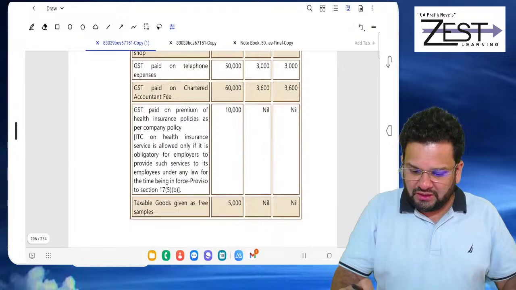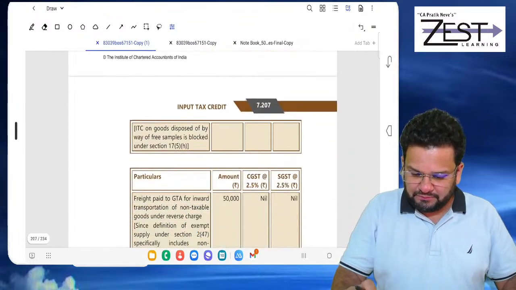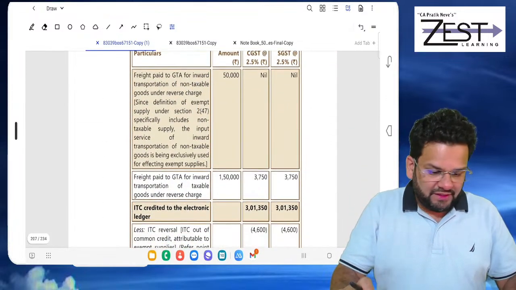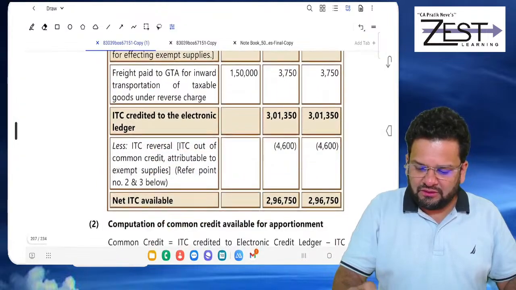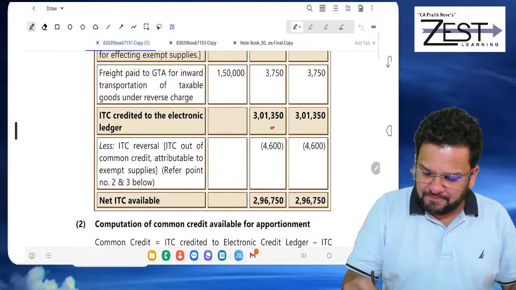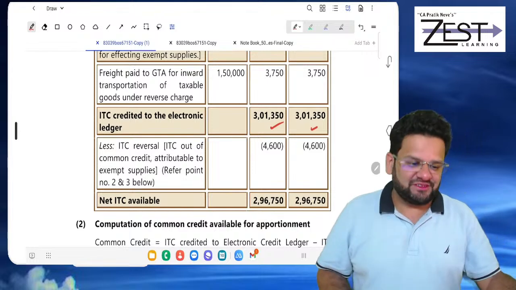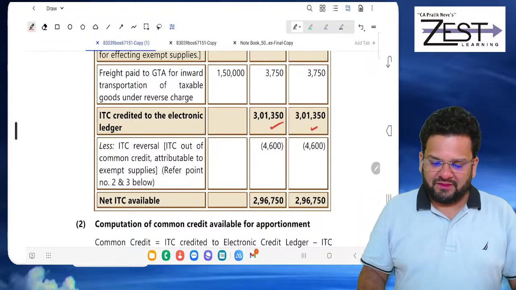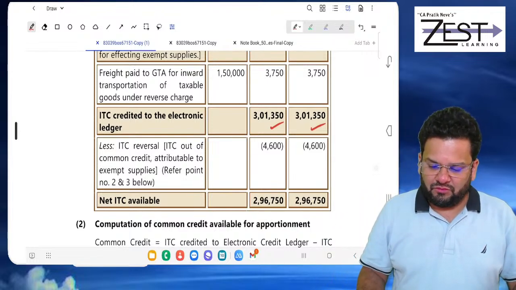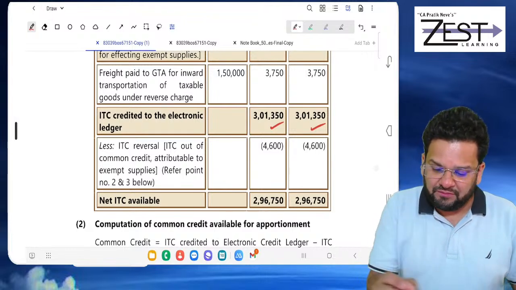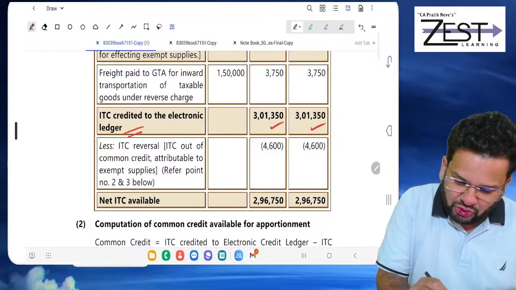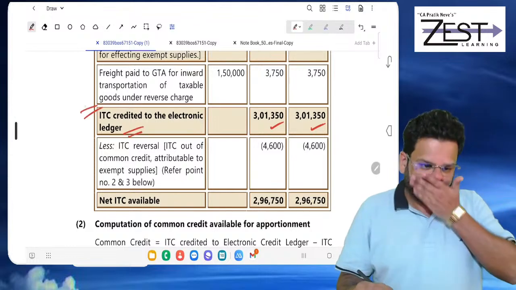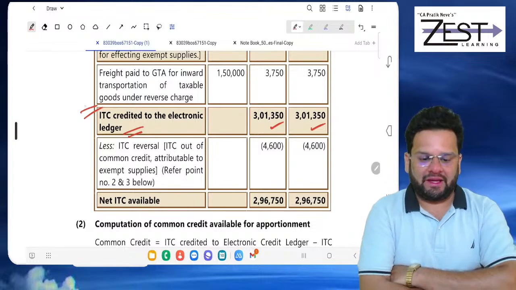I hope the figure tallies. 3,01,350. Are you getting this figure? 3,01,350 is the ITC to be taken to the e-credit ledger. Do you all agree with me?